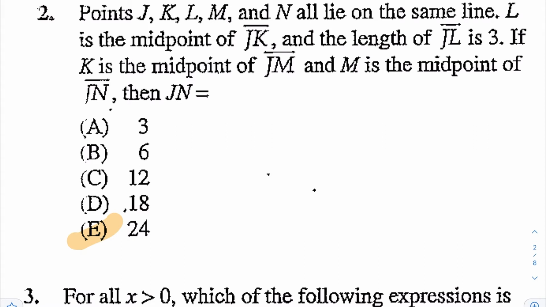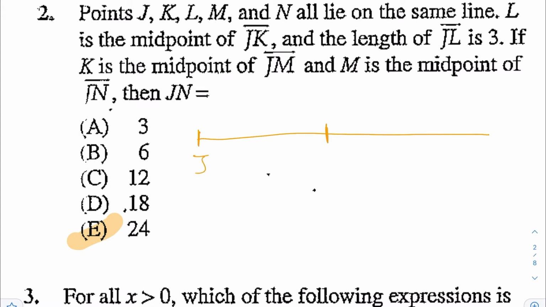All right, next for number 2. Points J, K, L, M, and N all lie on the same line. Now, L is the midpoint of JK. Then the length of JL is 3. If K is the midpoint of JM and M is the midpoint of JN, then JN is equal to... All right, so they all lie on the same line, so we can just draw a really long line. And here we know that L is the midpoint of JK.